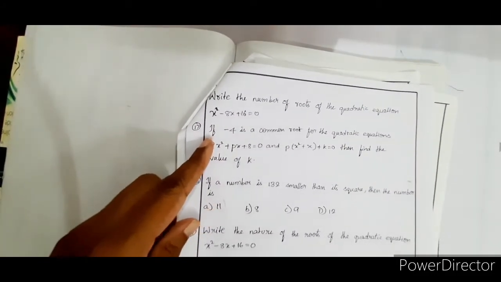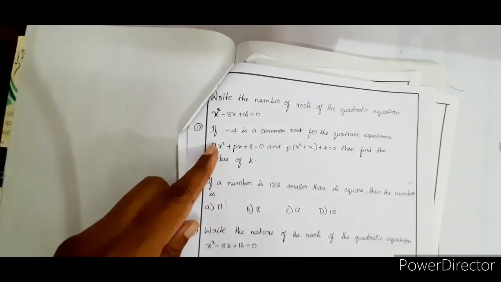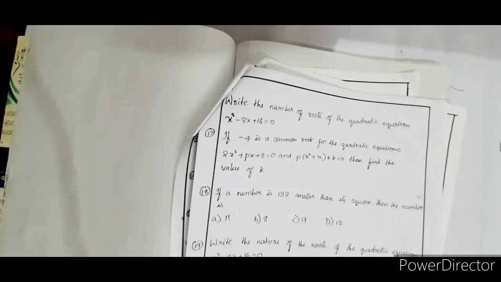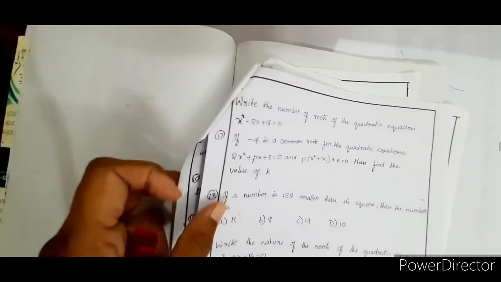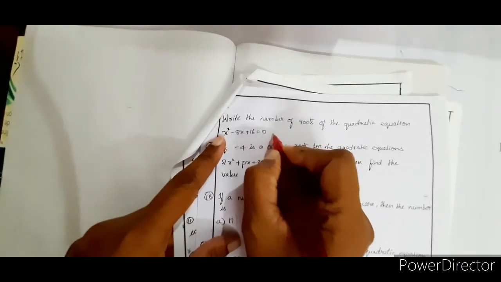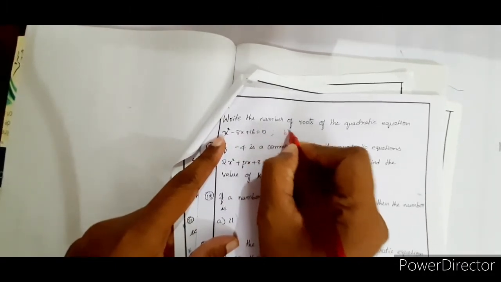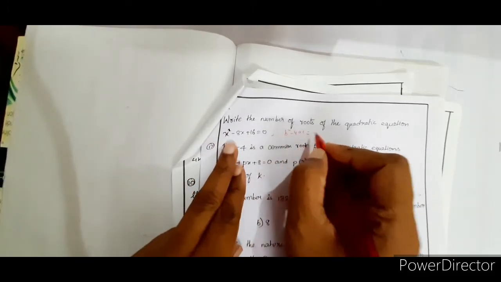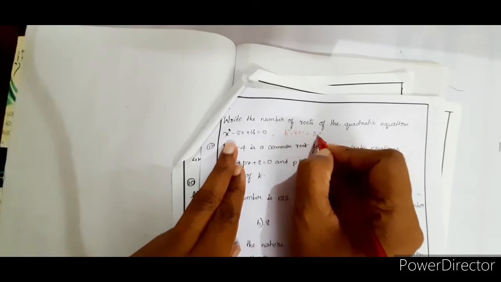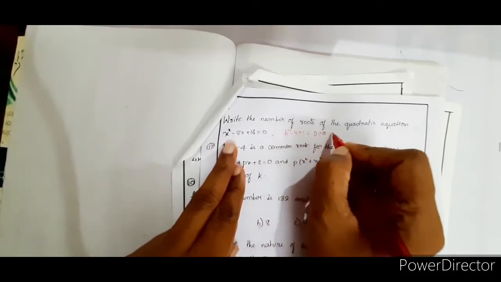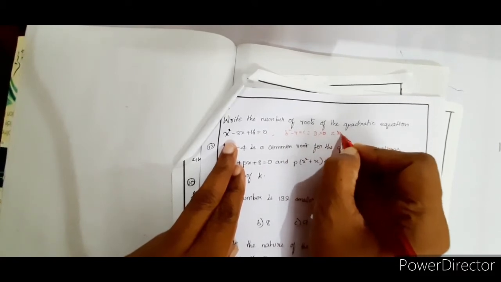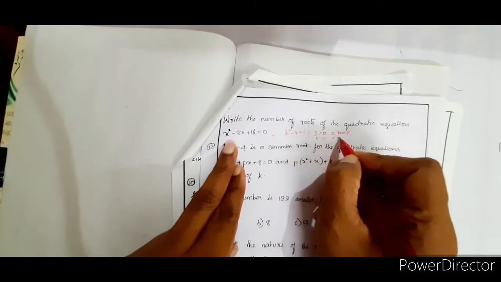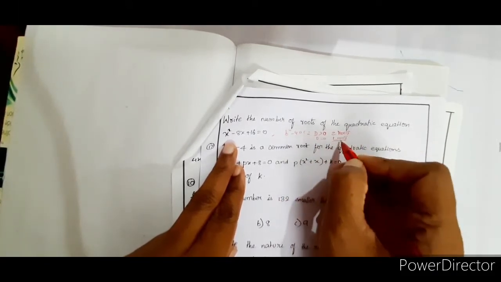Write the number of roots of the quadratic equation x square minus 8x plus 16 is equal to 0. Here they are asking only for the number of roots. First we shall see b square minus 4ac, which is the discriminant, and based on that we will decide. If the discriminant is greater than 0, then two roots exist. If the discriminant is equal to 0, then only one root, or two equal roots as we call them, will exist.